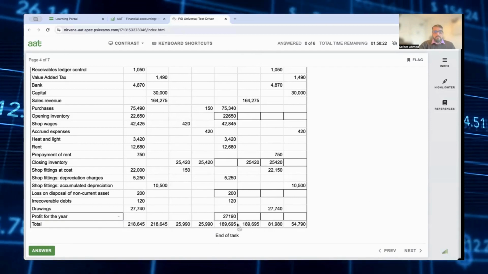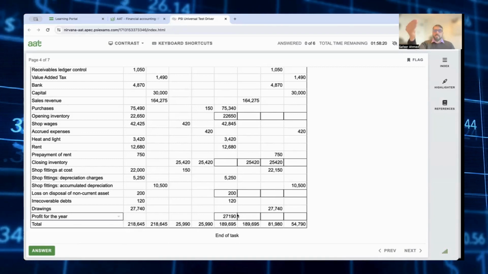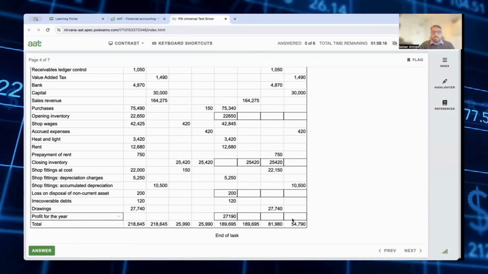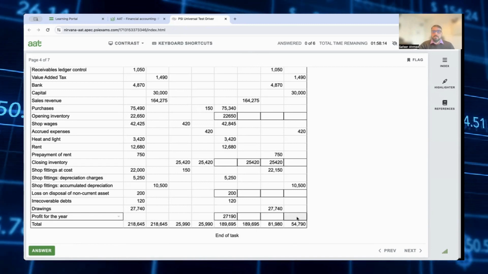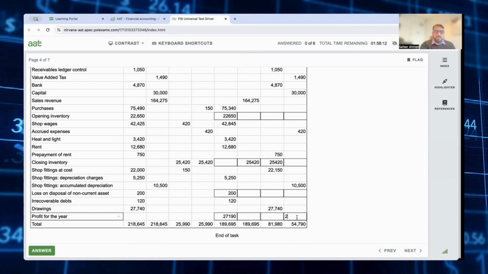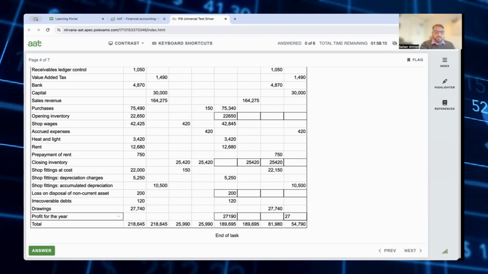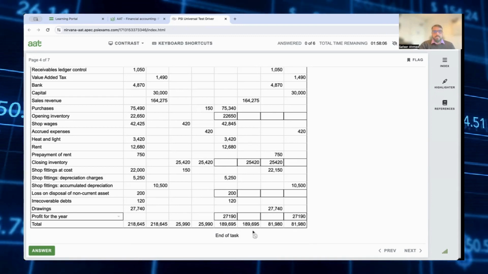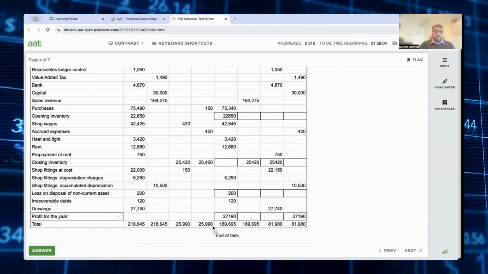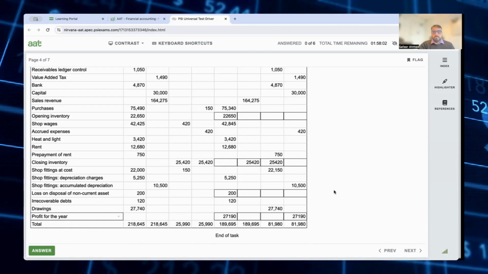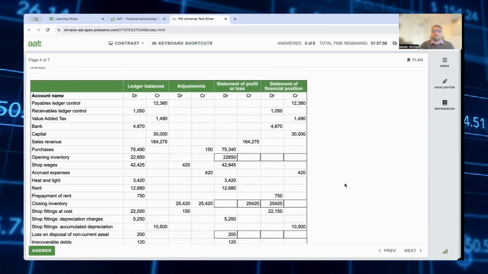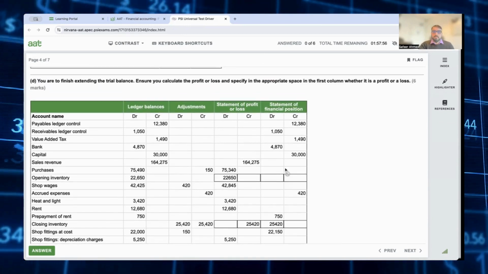And remember that this profit is added in your capital, which means that it will be on the credit side of the statement of financial position. So which is 27,190. Okay, so as you can see, the extended trial balance is balanced, which is a verification that your answer is 100% correct in this part of the question.